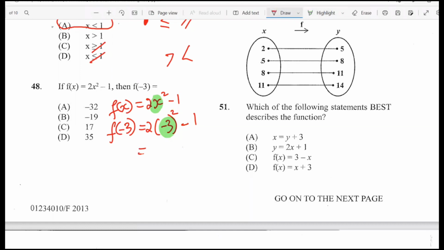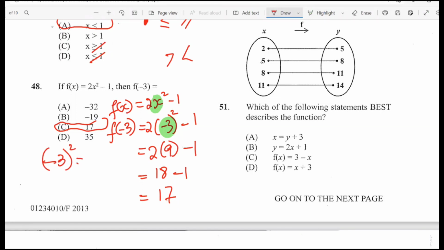So in this case, we're talking about 2 multiplied by 9 minus 1. 18 minus 1, the answer is 17. Now, for somebody who might think the answer is -19, please remember that whenever you square a negative number, for example, -3 times -3, when two negatives multiply, you will get a positive, right? So bear that in mind. So the answer is 17, not -19.